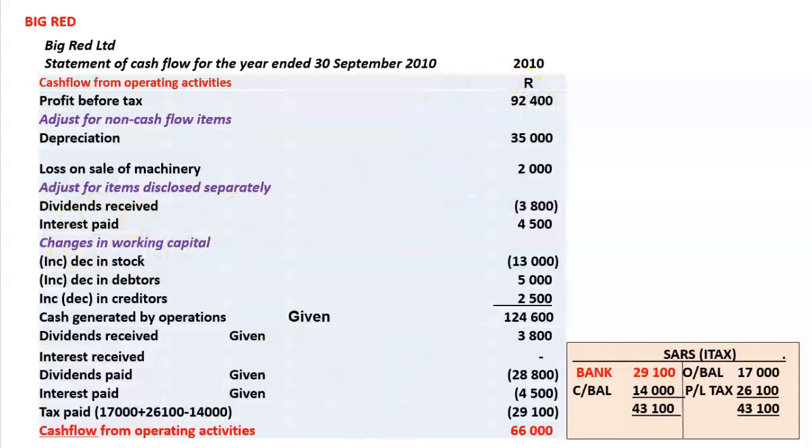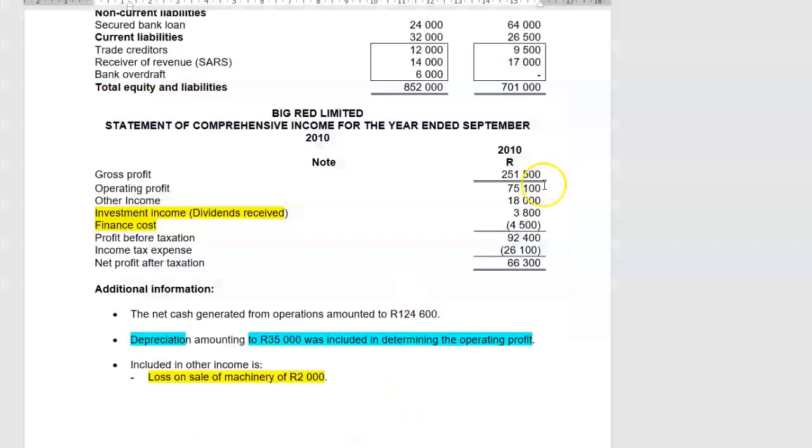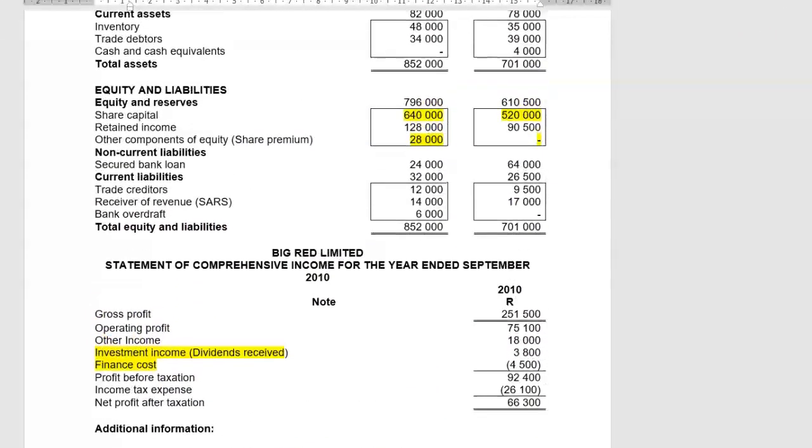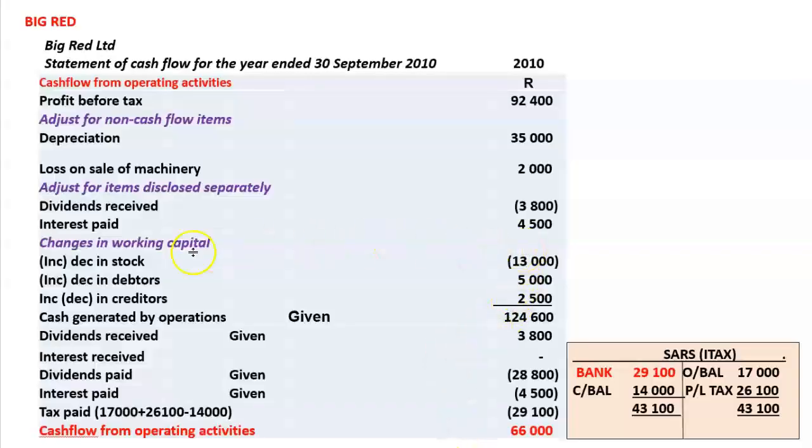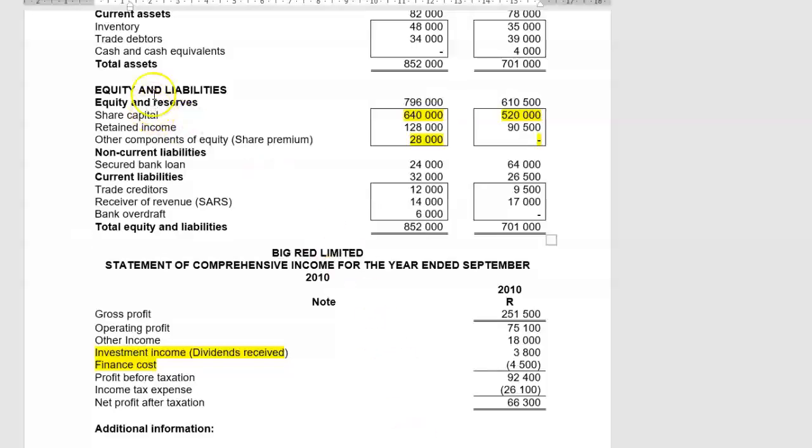Then changes in working capital. Now, because we're working with everything, it is going to include all my working capital changes, starting with the changes in inventory. There you can see there was an increase in inventory of 13,000 Rand. If inventory increases, it is a cash outflow. I'm actually investing more in inventory than what I did before, so it's a cash outflow of 13,000.